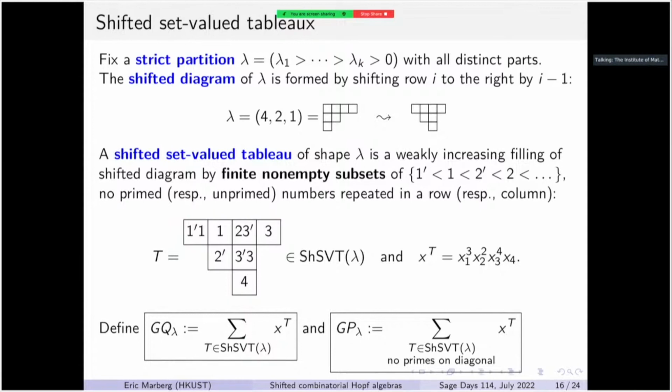Hopf algebra morphism from symmetric functions to the things spanned by GQ. So that you can make some sense of it. This operation is sometimes called superfication or something. There's some natural operation that turns set-valued tableau into a shifted set-valued tableau, but it's not so simple. Yeah. Okay, thanks.